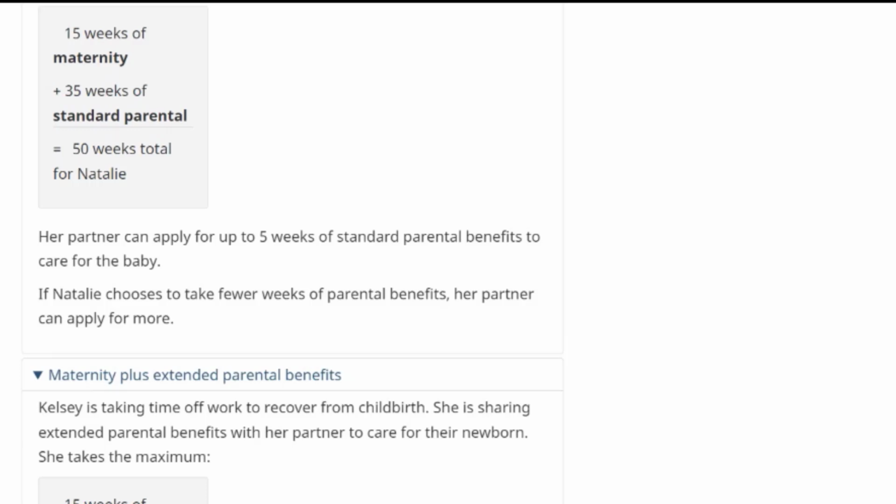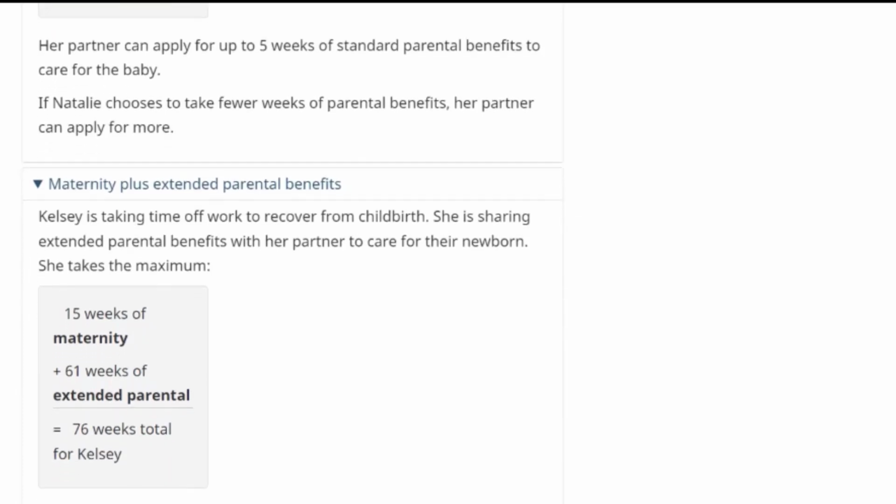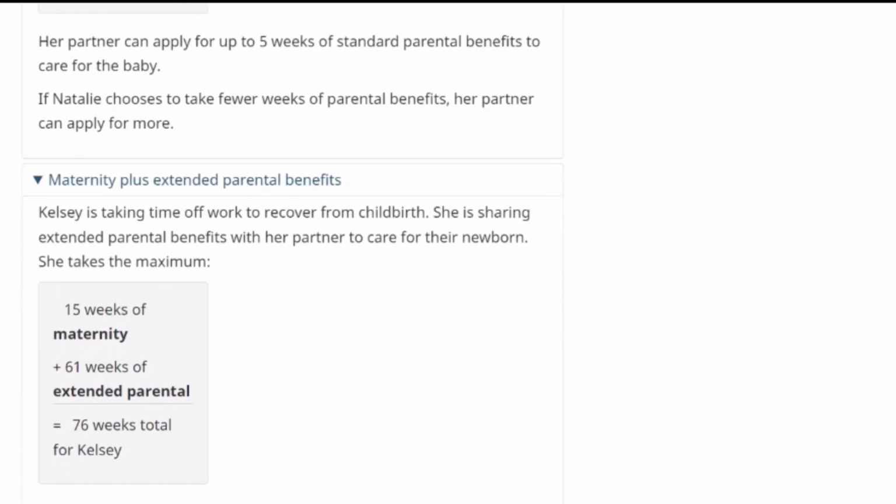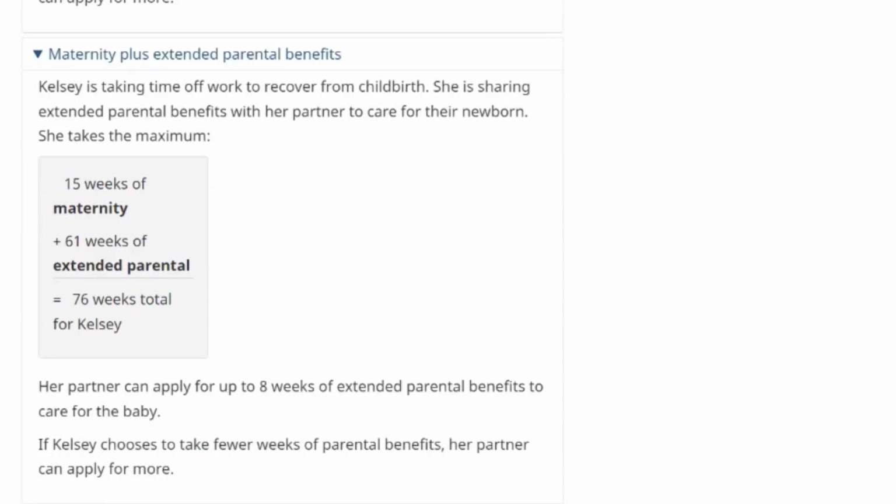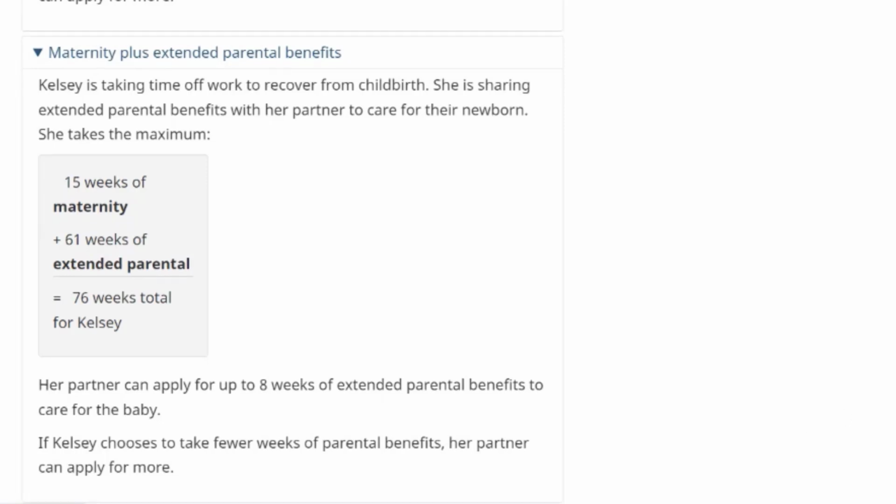Have a look at examples of maternity plus extended parental benefits. Kelsey is taking time off work to recover from childbirth. She is sharing extended parental benefits with her partner to care for their newborn. She takes the maximum: 15 weeks of maternity and 61 weeks of extended parental, 76 weeks total for Kelsey. Her partner can apply for up to 8 weeks of extended parental benefits to care for the baby. If Kelsey chooses to take fewer weeks of parental benefits, her partner can apply for more.